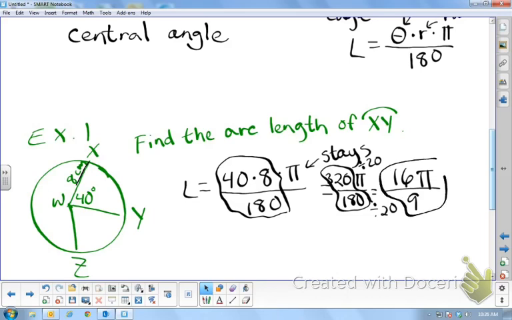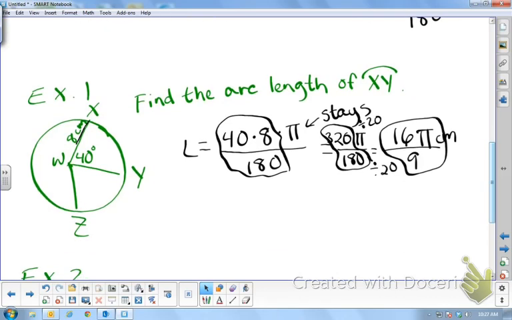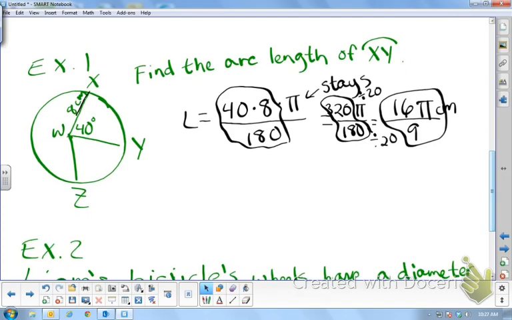So we're going to leave our answer exact for this problem. Oh, I should write centimeters as my units though. Yep, 16 pi over 9 centimeters. You reduce your fraction as much as you can. That wasn't too bad. We just have one last problem.